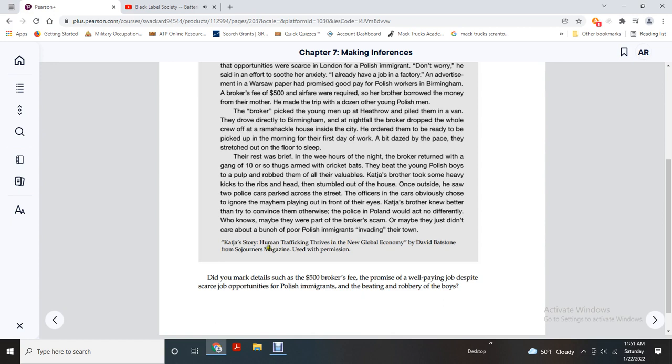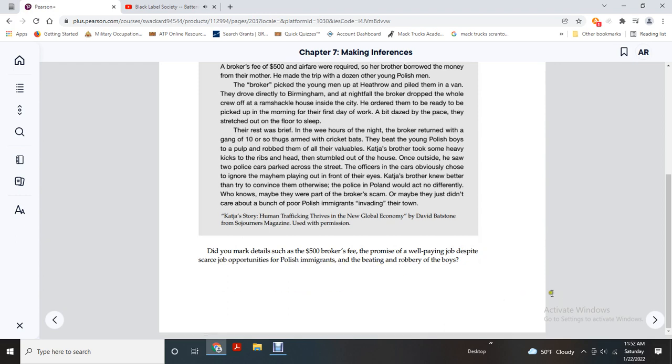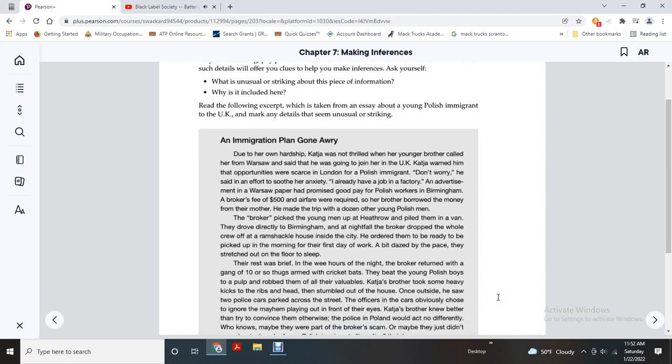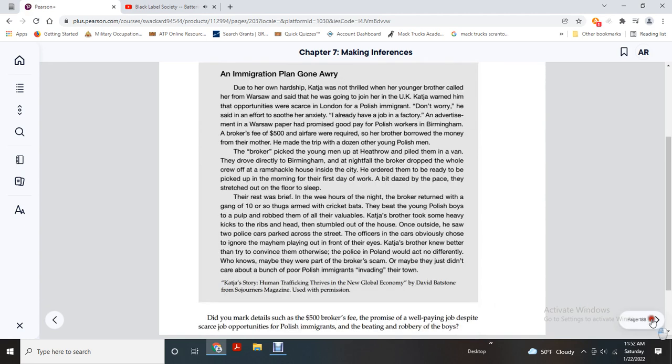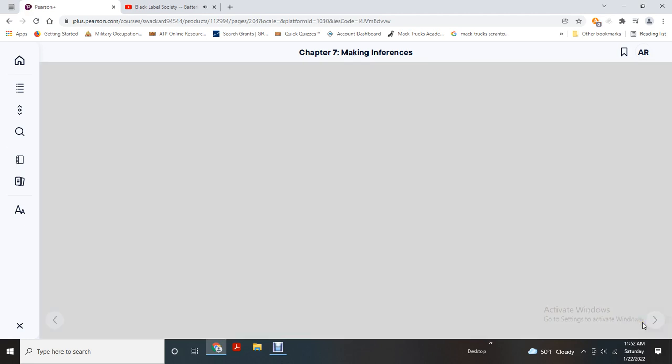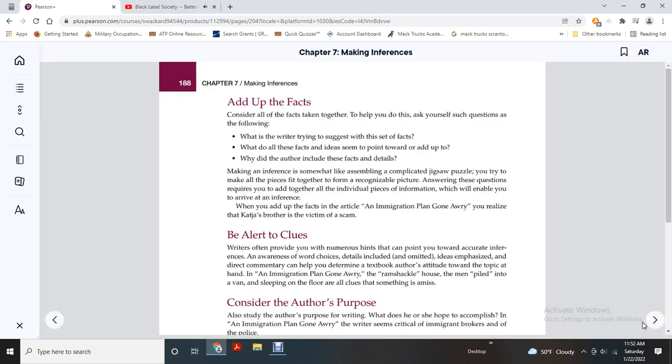Did you mark details such as the $500 broker's fee, the promised well-paying job despite scarce job opportunities for Polish immigrants, and the beating and robbery of the boys? And that's an inference. Did you add up the facts? Consider all the facts taken together. It can help you to do this.